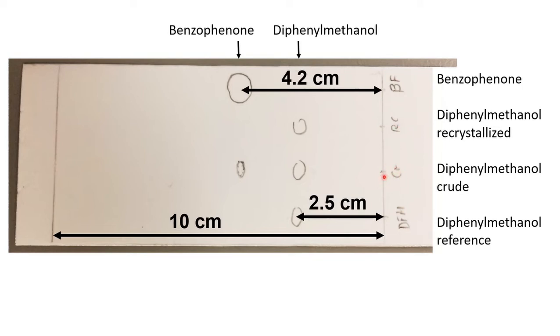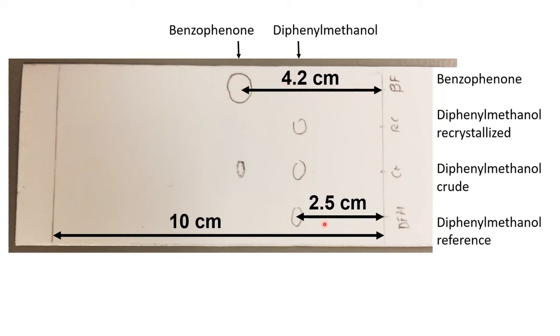One of them would have been your crude. So this was after you had done your reaction, you had filtered off your solid product, and you kept a little sample of that. You then went through the process of recrystallization, and that would have given you your recrystallized sample.